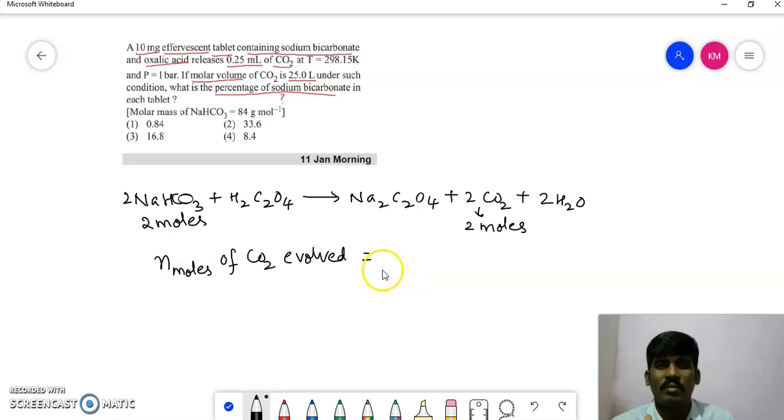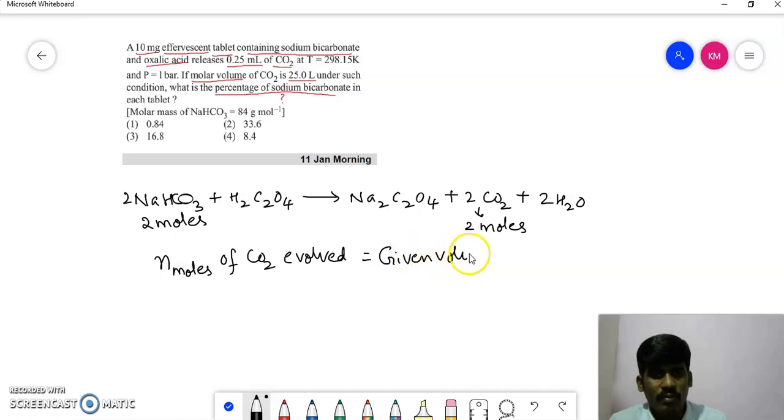Given mass by molar mass. But in this question, if you observe it, CO2 is a gas, so it should be measured in volume. So for volume, what do you have to write here? Given volume upon molar volume.